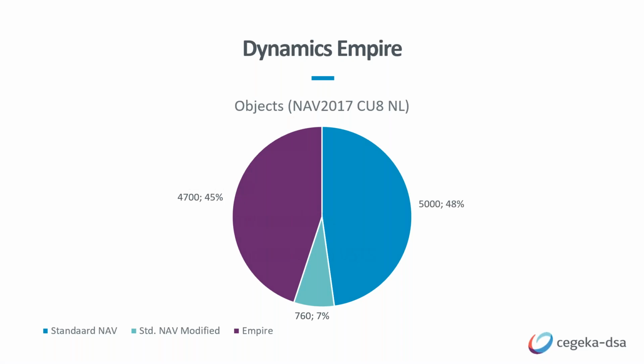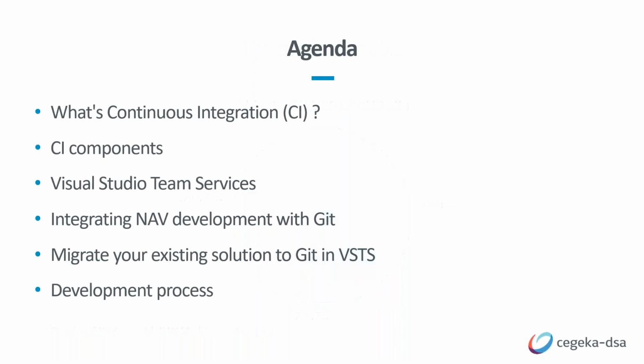Looking at the solution, as I said, it's quite a large solution. We're talking about NAV 2017. You have 5,700 objects in standard NAV. From those, we modified 760 objects. And besides the modification of existing NAV objects, we also added a couple of objects, meaning 4,700. So looking from a solution perspective, you can call it huge. Okay, that's a little bit about our company and our solution.